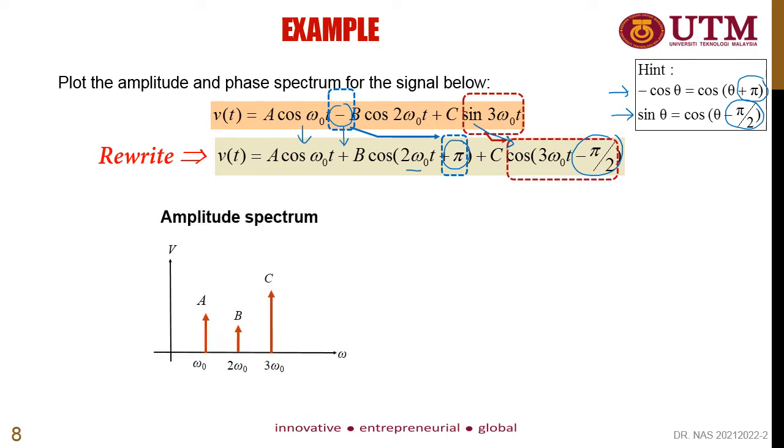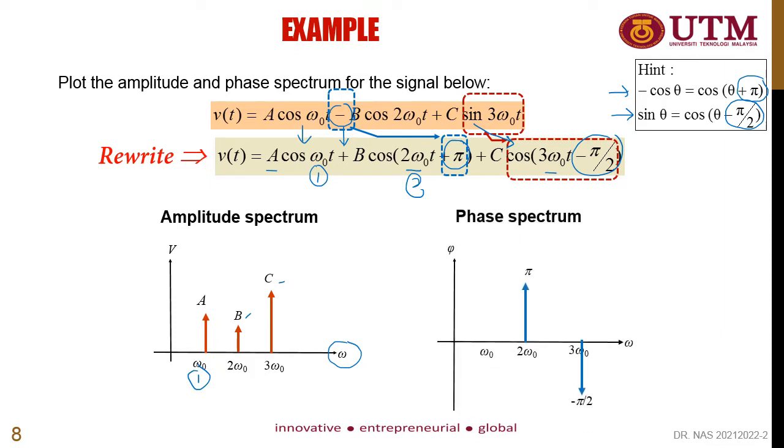So let's draw the amplitude spectrum. The first one is omega naught, and the amplitude is A. The second one is 2 omega naught, and the amplitude is B. The third one is 3 omega naught, and the amplitude is C. And don't forget, for a spectrum the x-axis is frequency, either in hertz, f, or omega in radian per second.